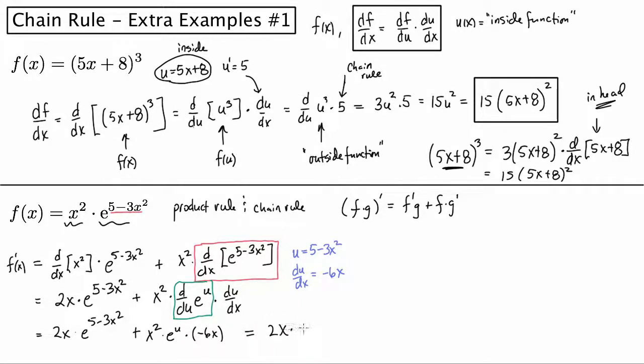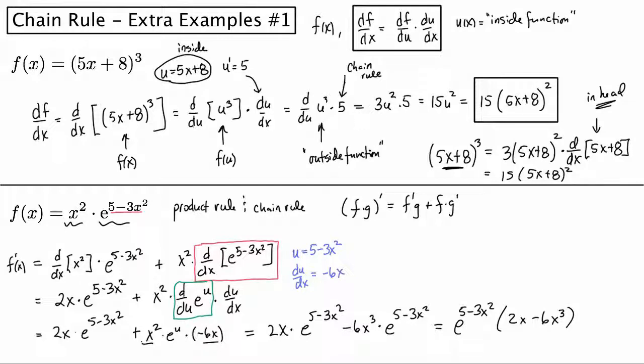So putting everything in place, we've got 2x e to the 5 minus 3x squared plus x squared times, in fact, let me go ahead and combine these. We've got an x squared here and a negative 6x here, so that's negative 6x cubed times e to the u, where u is 5 minus 3x squared. So this is e to the 5 minus 3x squared. And so one last little simplifying step, I'm just going to factor out that exponential and give my final answer in this form.